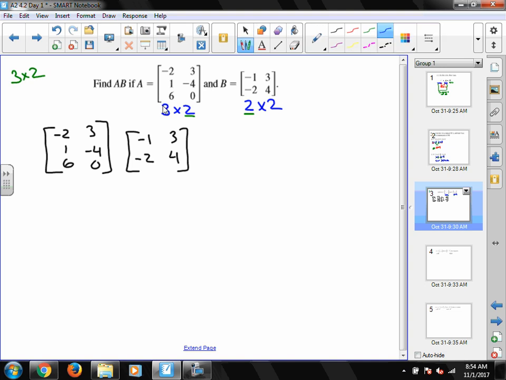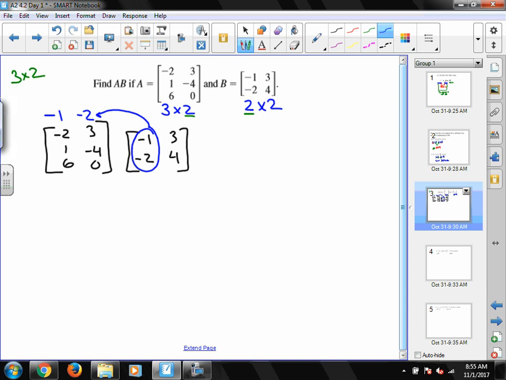I am going to grab this entire column right here, and I'm going to drag it over, and I like to put it on top of my matrix A. So it's going to shift over, and it's going to rotate as well. So the negative 1 is going to go up top here, and the negative 2 is going to go over that second column. The reason I do that is because now we can just drop that multiplication down the rows.